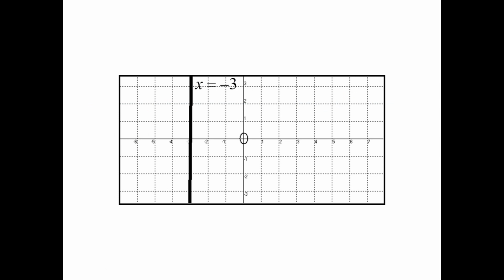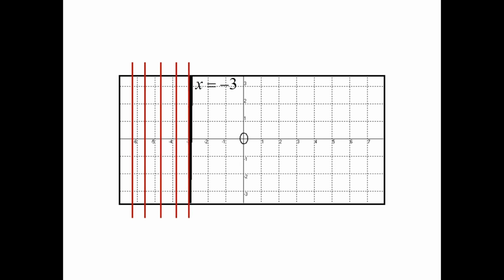Another example. How about the line, which I have drawn very boldly here, x equals negative 3, that vertical line. Okay, let's start drawing vertical lines and see if we can get one to intersect it more than once. Look at this one. This vertical line intersects the line x equals negative 3 many times, an infinite number of times, in fact. So this one fails the vertical line test because a vertical line touches it more than once. So we have to say not a function.